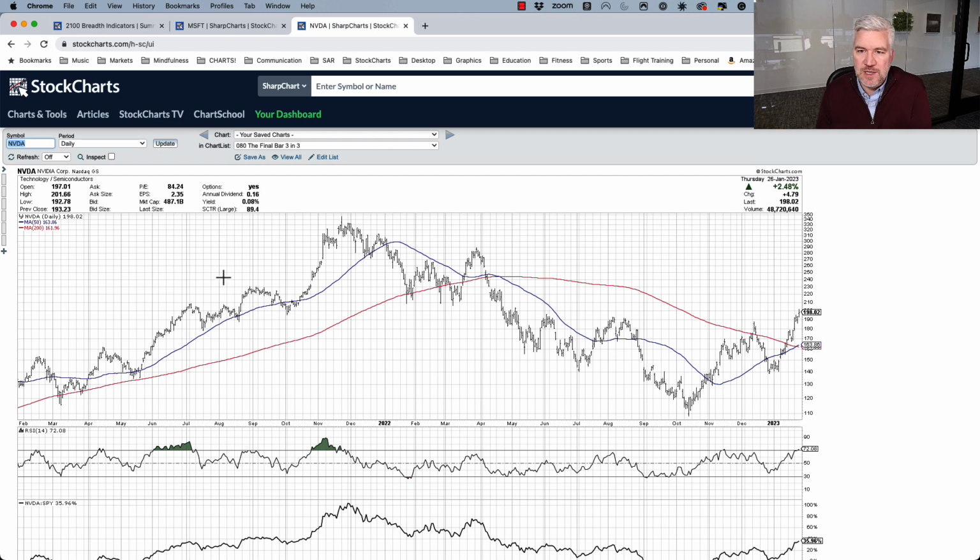Now let's look at the chart of NVIDIA. You can see it had a head and shoulders like pattern here, back here, similar to where Microsoft did, but not as ideal.